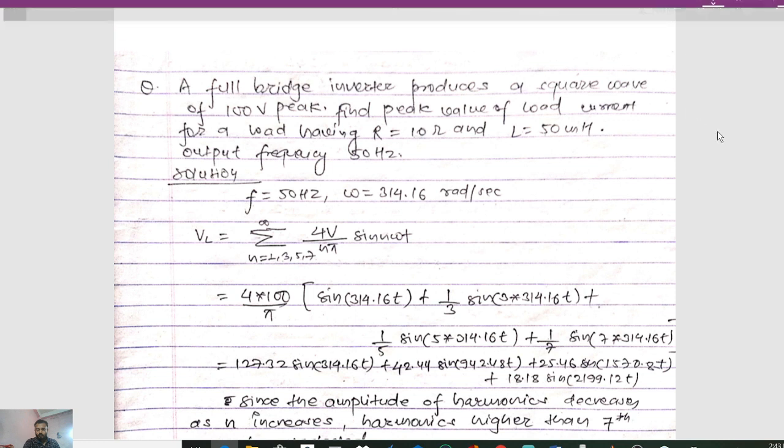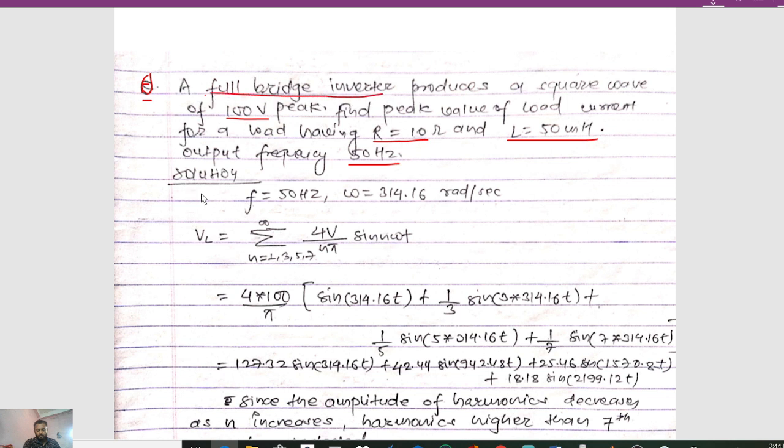Today in this video we'll discuss some important numericals that are frequently asked in the power electronics subject. Starting with the first numerical: a full bridge inverter produces a square wave of 100 volt peak. Find the peak value of load current for a load having R equal to 10 ohm and L equal to 50 millihenry, with an output frequency of 50 Hz. This is the numerical for full bridge inverters.